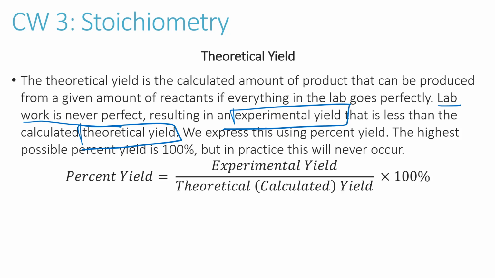The highest possible percent yield is 100%, but in practice, this will never occur. So to find the percent yield, you take the experimental yield. This is what you get when you actually do the reaction, and you divide it by the theoretical yield. This is what your math, what you would calculate to be your yield. Divide those and multiply by 100%.